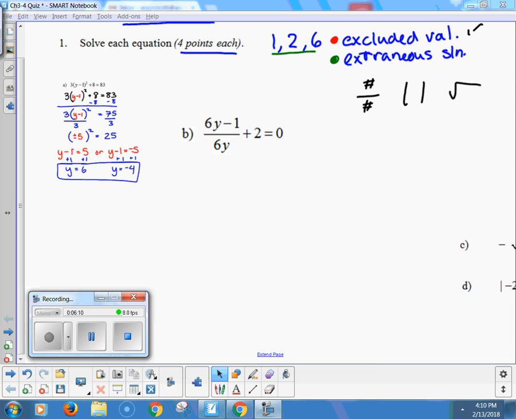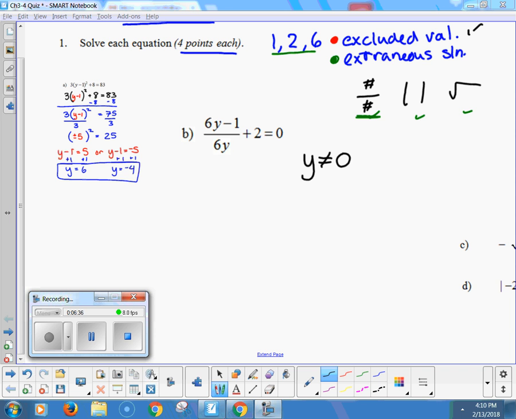Taking a look at part B. You assess this problem. Does it have a fraction or absolute values or a square root? And oh my gosh, it's got a fraction. So right off the bat, we have an excluded value. We know the denominator cannot be 0. So the first thing we might want to write off to the side is we know that y cannot be 0, because if y is 0, this problem does not make sense.